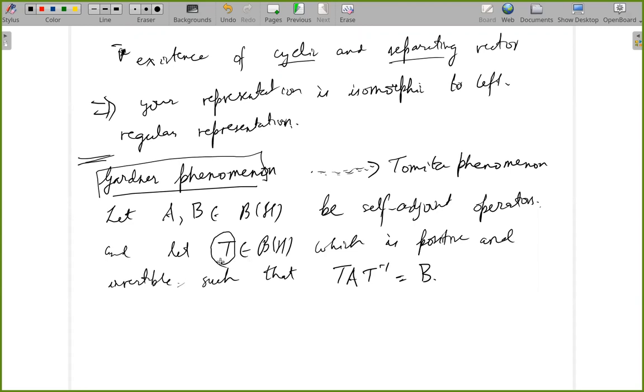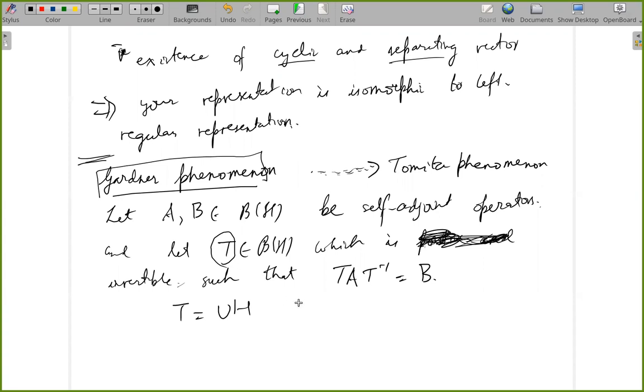Because if any T is positive and invertible, sorry, I didn't mean positive. Forget this. A positive operator will appear once I do the polar decomposition. But sorry, so T is just assumed to be invertible, such that TAT inverse is equal to B. So now I have a unitary polar decomposition in any C-star algebra, if T was in a C-star algebra, simply because T is invertible, right?